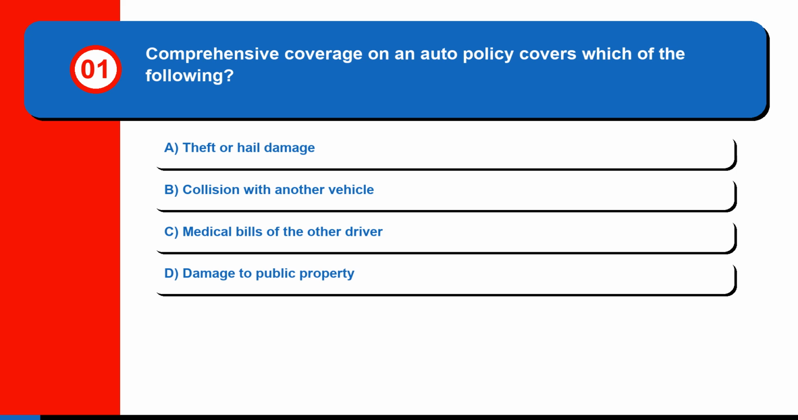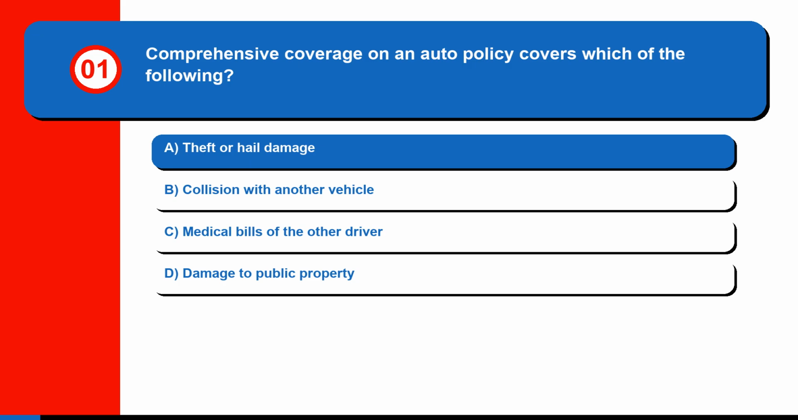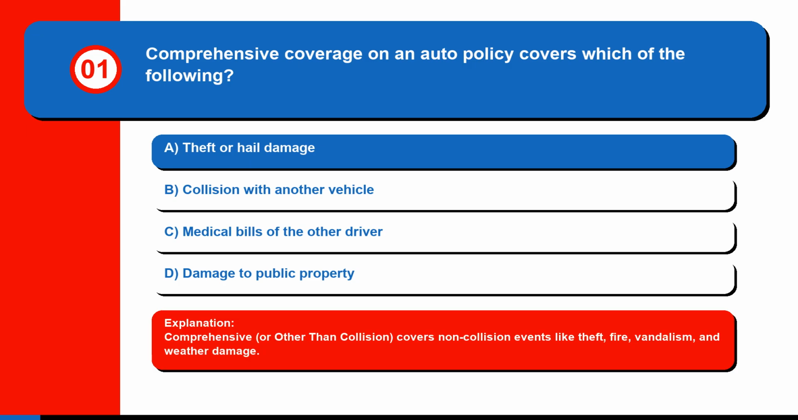Question 1. Comprehensive coverage on an auto policy covers which of the following? A. Theft or hail damage. B. Collision with another vehicle. C. Medical bills of the other driver. Or D. Damage to public property. The correct answer is A. Theft or hail damage. Comprehensive, or other than collision, covers non-collision events like theft, fire, vandalism, and weather damage.